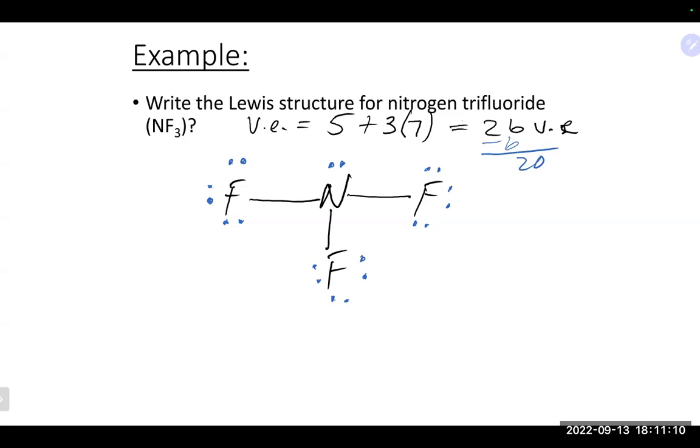We want to make sure everybody's good in terms of the octet rule. Obviously here we have 2 electrons, 4, 6, and 8. All the fluorines are identical to each other, so they're all the same. Nitrogen has 2, 4, 6, and 8 electrons. So everybody has met the octet rule and everybody is good in that case.